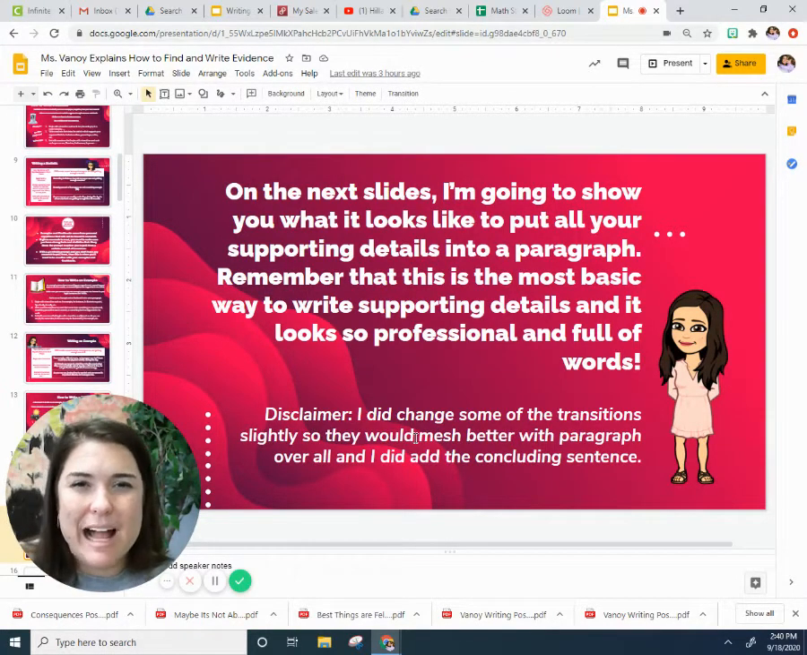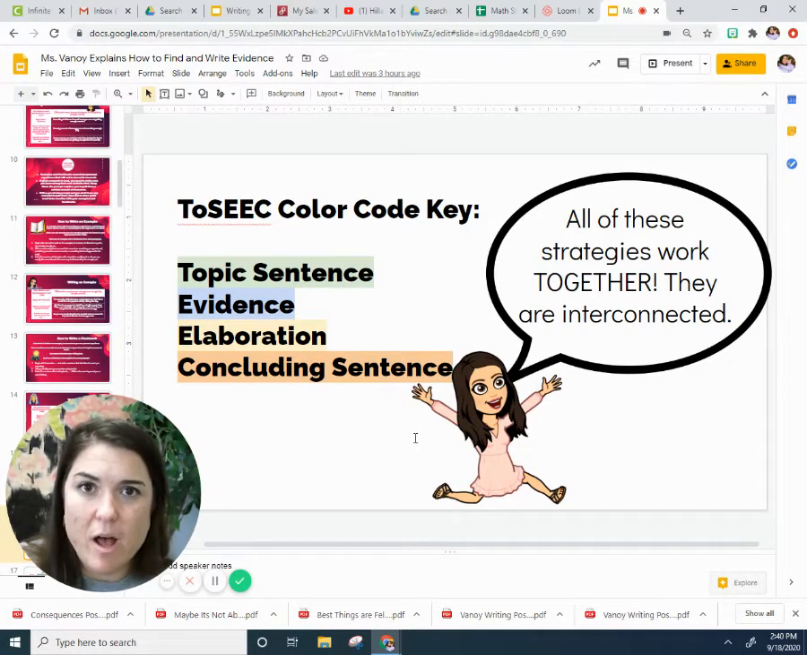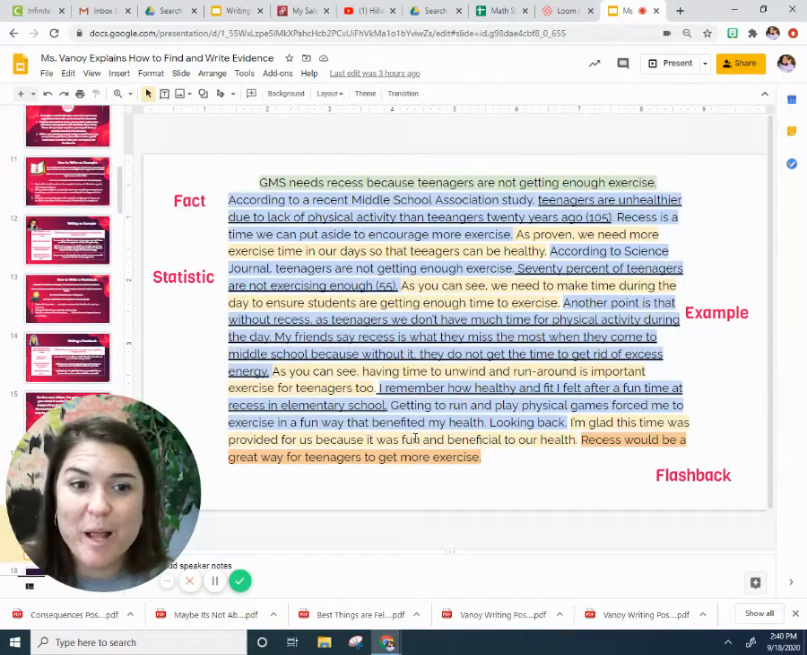Now, disclaimer, I did change some of the transitions around, and I did add in that concluding sentence because I just wanted to make sure it wasn't too repetitive when we put all the pieces of evidence together. As a reminder, this is the color code key. We've got topic sentence in green, blue and yellow are evidence and elaboration, and then we've got a concluding sentence. Notice how all the strategies I've talked about interconnect. They all work together and they all help each other and will help you become a better writer.